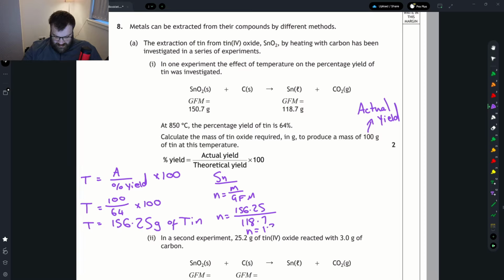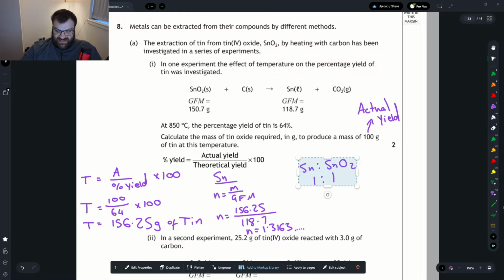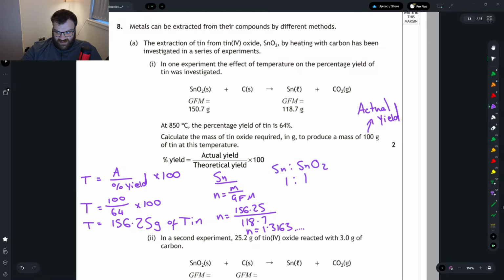That gives 1.3163, etc. The ratio is a 1-to-1 ratio, so it's going to be the same number of moles, 1.316333. I'm keeping it like that because then I can just continue in my calculator and I don't have to retype anything. So for the SnO2, we are asked for the mass, which equals n times GFM.